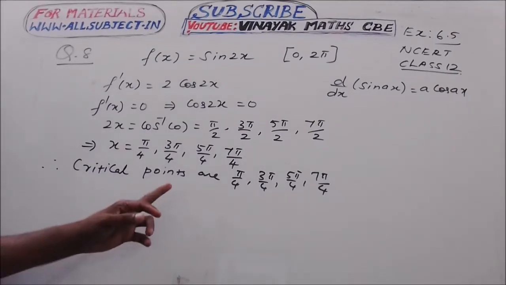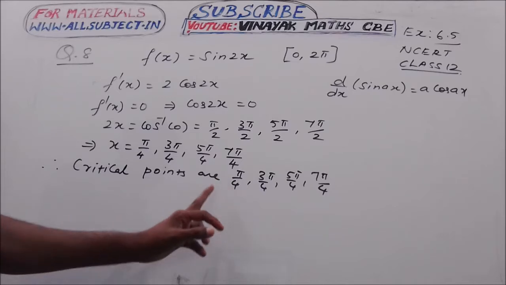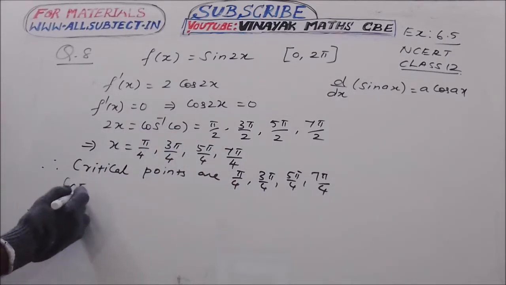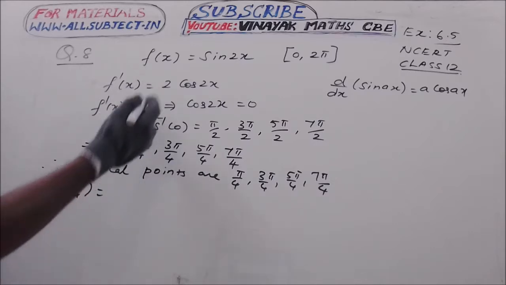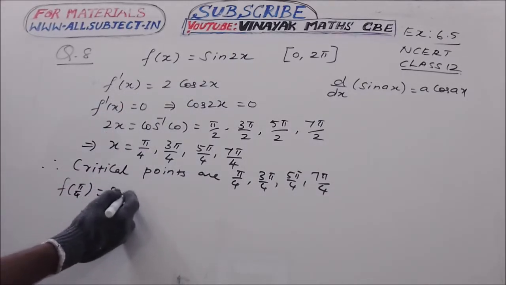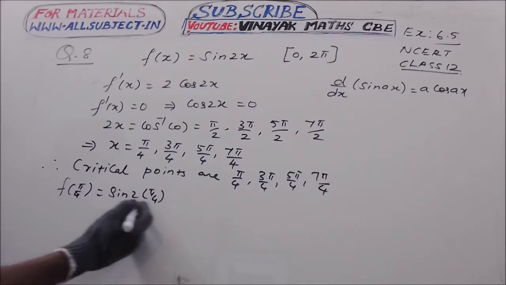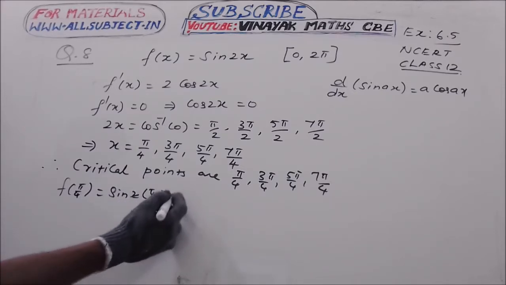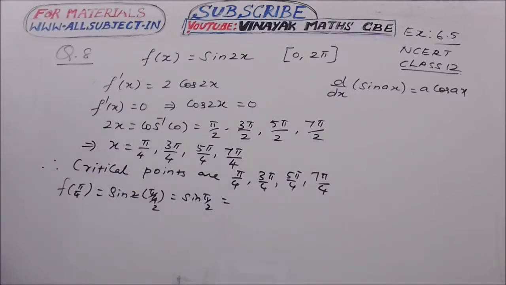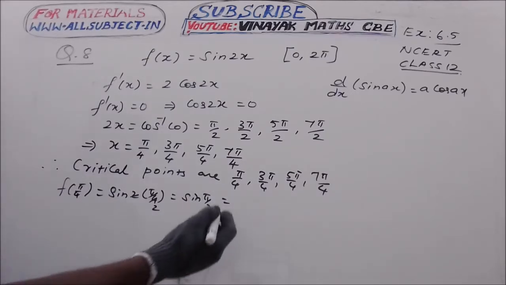Now finding f values for the critical numbers. F of pi by 4 is equal to sin 2 into pi by 4, cancelling the two, sin pi by 2, that is equal to sin 90. The value of sin 90 is 1.